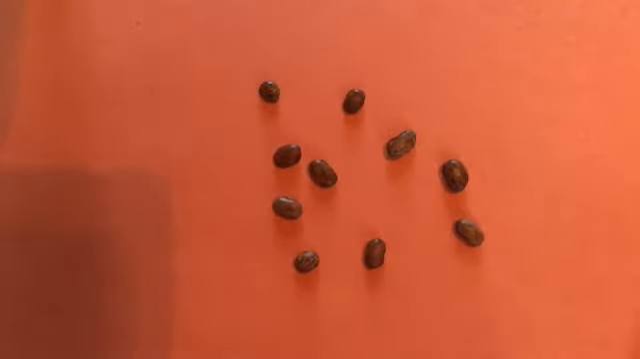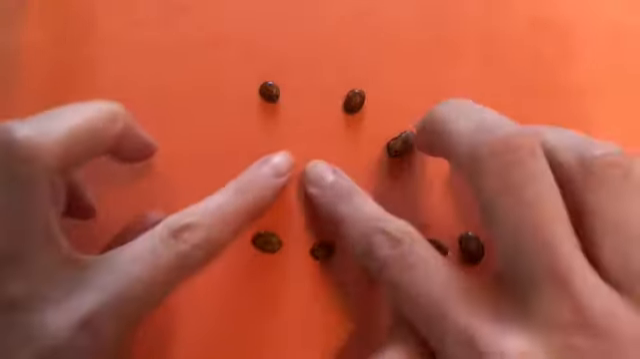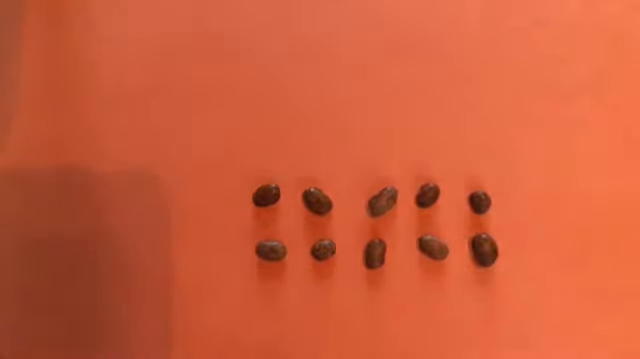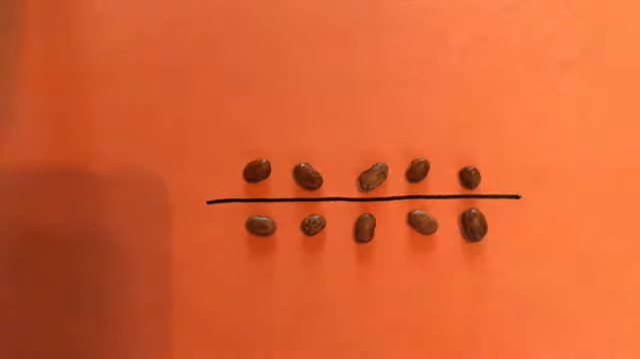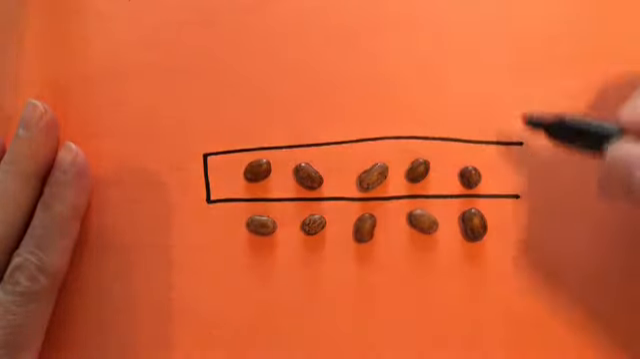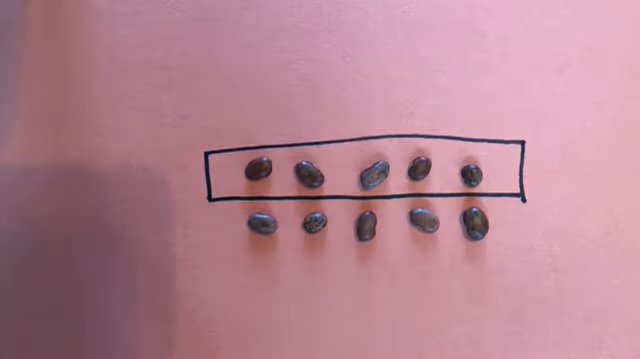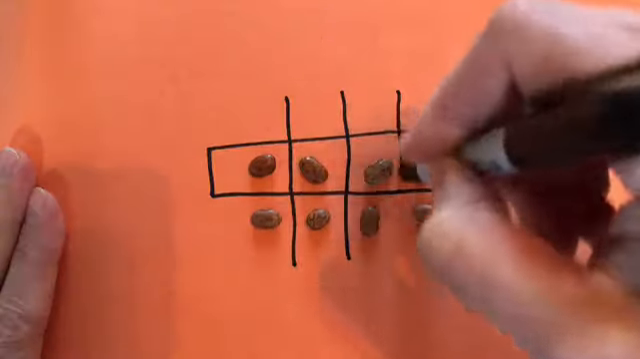If I'm going to be working on fractions of a set, I likely want to organize my items. I have 10 beans, so I know I can make that 2 groups of 5. I can draw a line down the middle to break these in half. This would be 1/2 of the set. What if I wanted to find out what 1/5 was? Well, then I would be looking the other way.